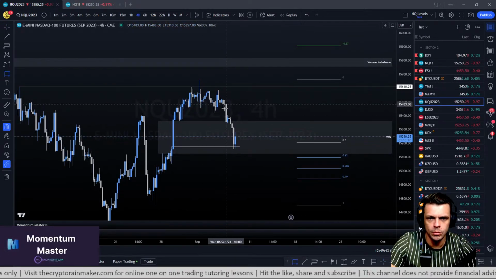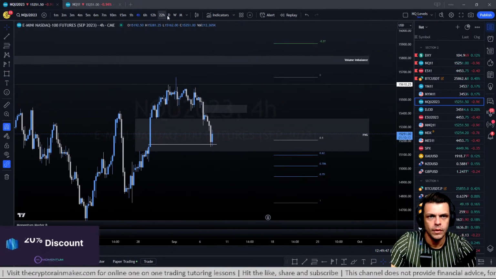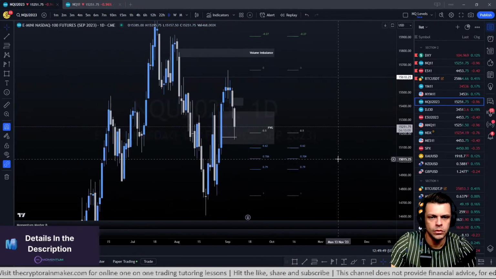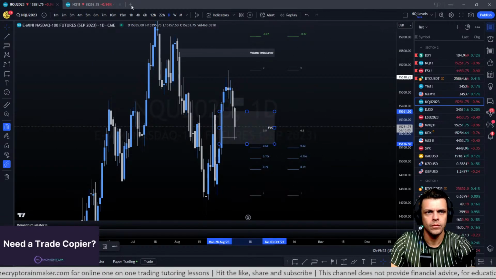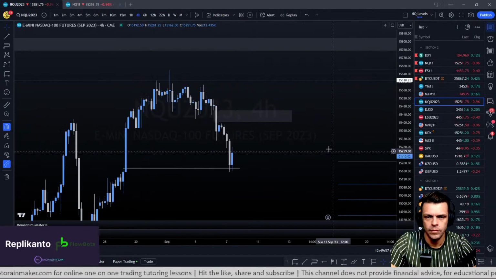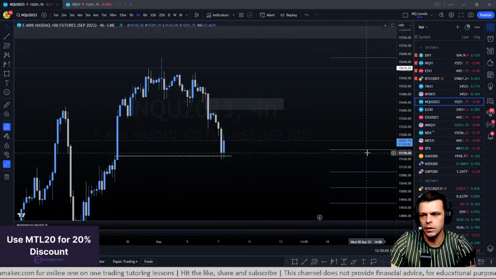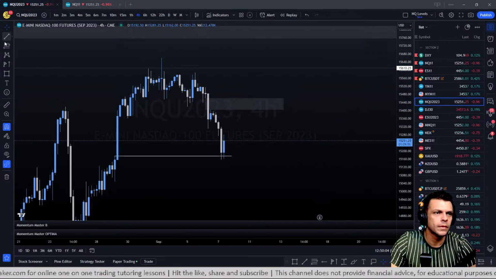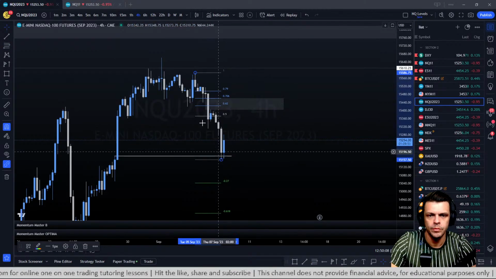Okay, now with this move down, I want to quickly hide this one on the daily. Okay, so we can actually remove this fib. And now we need one from this last high to this low.